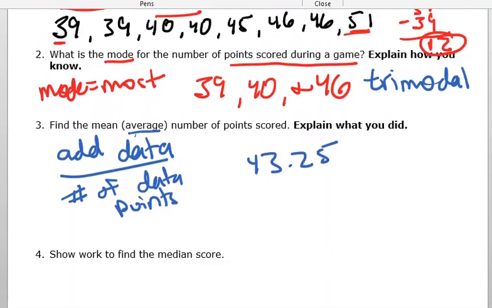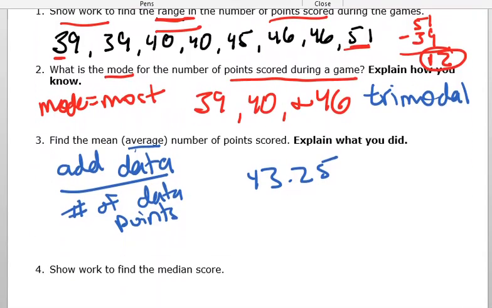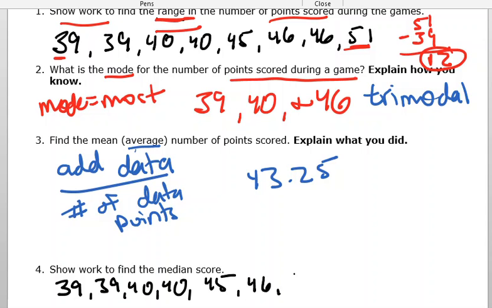All right, so showing work to find the median. What I'm going to do is just recopy that set of data. I have 39, 39, 40, 40, 45, 46, 46, and 51, okay? And I'm going to do that fancy trick of just crossing out from the outside to the middle. Cross that out, cross that out, cross that out, cross that out, cross that out, cross that out. I'm left with 2, okay?